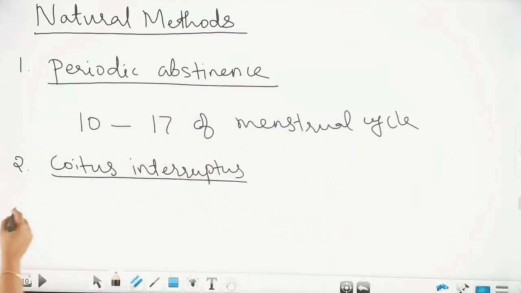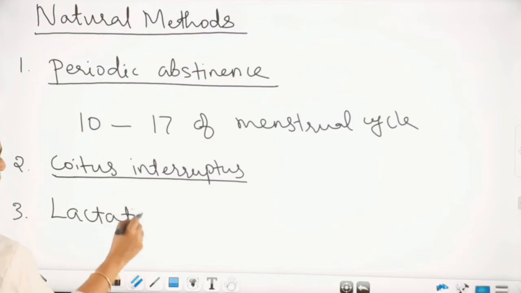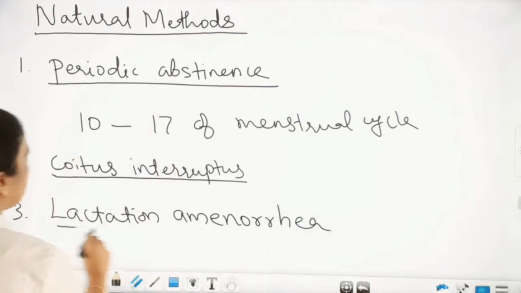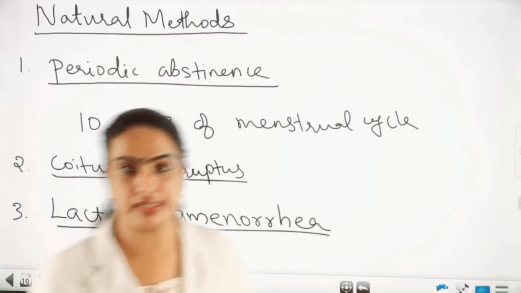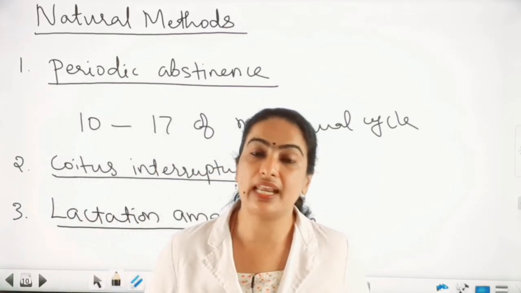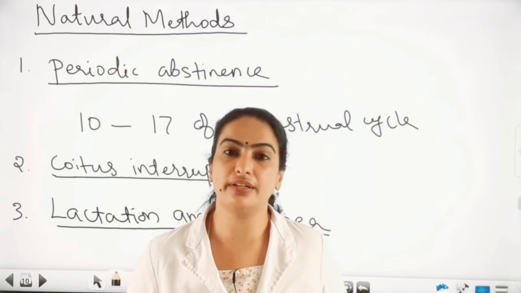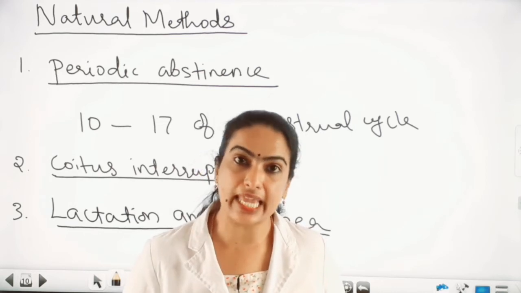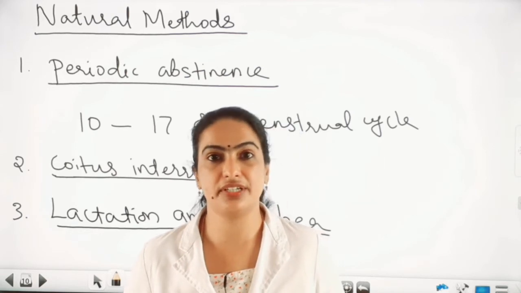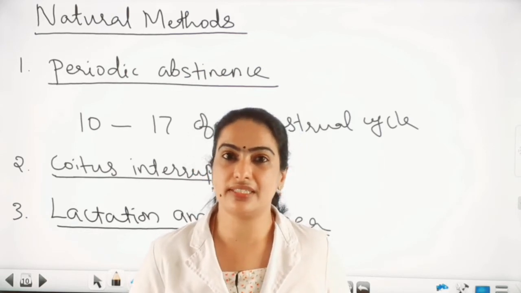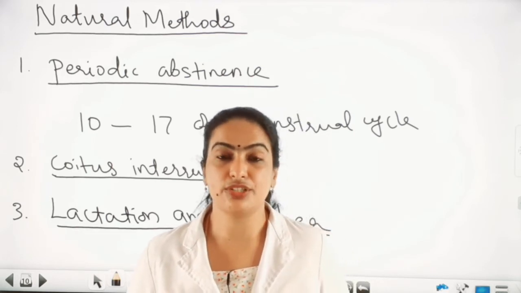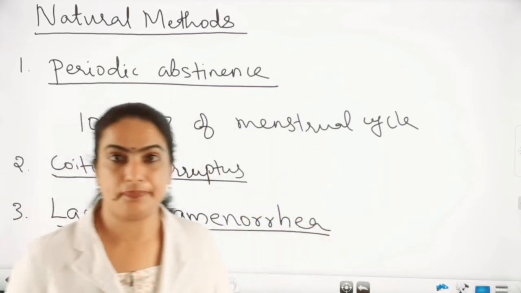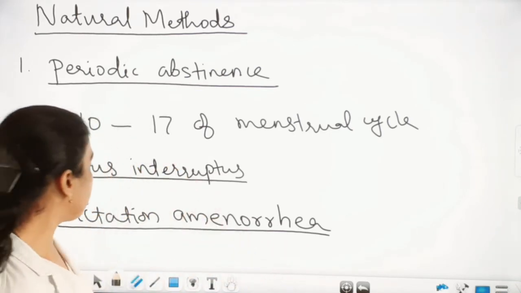And now the third one is lactation amenorrhea. It's a method of natural contraception. Here, after parturition, during the lactation period, the mother does not undergo menstruation and ovulation. So the breastfeeding period is a safe period. That means there is no chance of fertilization due to the lack of ovulation. So it does not have any side effects. Naturally we can prevent pregnancy due to lactation amenorrhea. Is it clear about lactation amenorrhea? These are the natural methods.